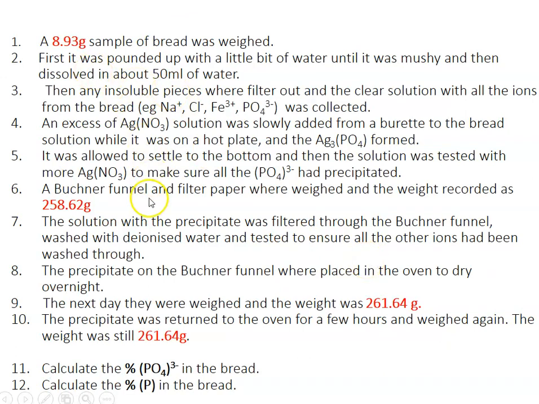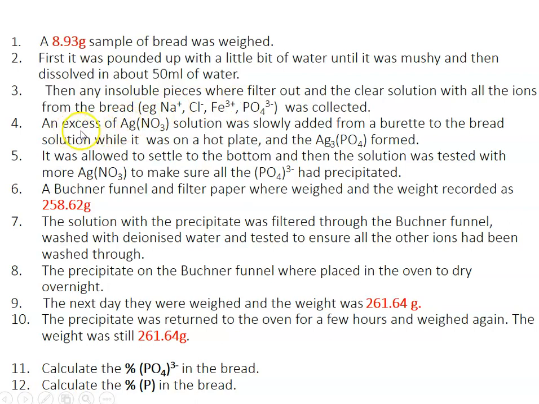Okay, so this particular example, this is the method. So whenever you see a written question, highlight the information that's important. So we've got our mass of bread, that you'll be using in the very last step. And if you read through, you're pounding it up, dissolving it, filtering out the insoluble things that don't dissolve, and then collecting all the ions in the solution. So you've got lots of other ions, including the phosphate that we're interested in.